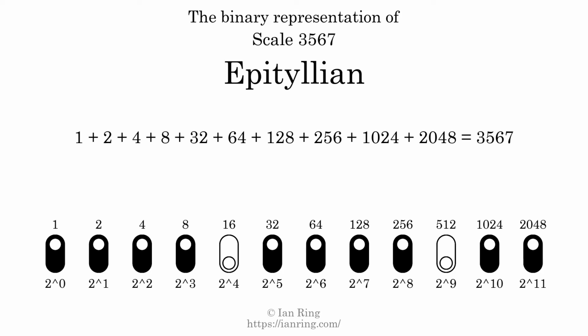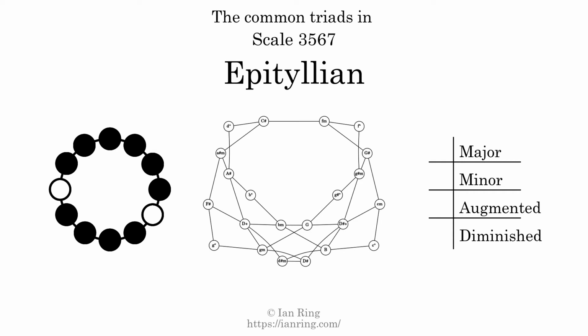3567. The scale number not only enumerates the scale with a unique index, but it also literally describes the tonal content of the scale. Represented as a binary number in base 2, the scale number is 11011110111. Here are the common triads present in this scale.